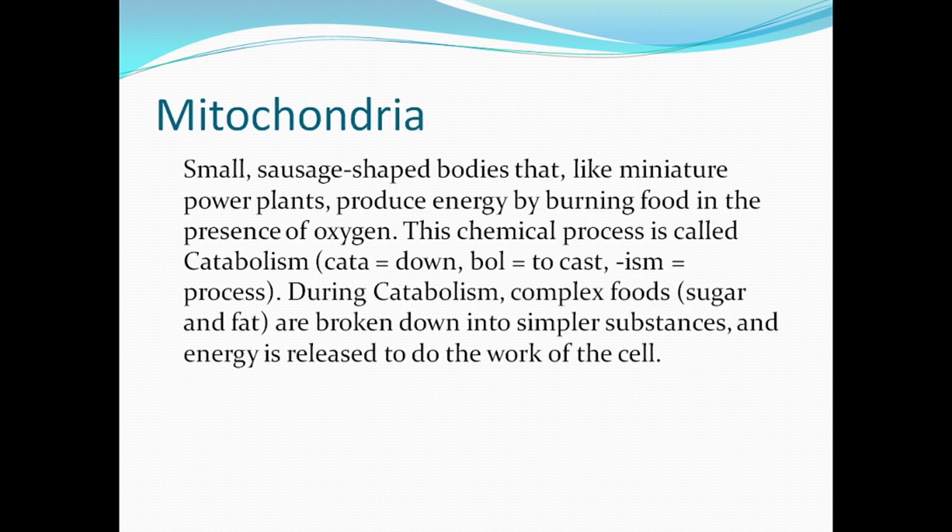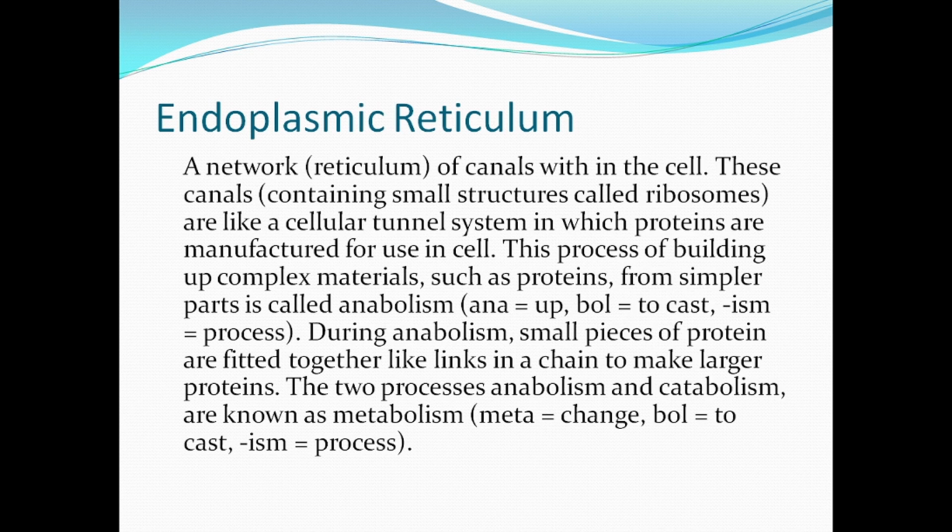Mitochondria. These are small sausage-shaped bodies like miniature power plants. They produce energy by burning food in the presence of oxygen. This chemical process is called catabolism. During the catabolism process, complex foods such as sugar and fat are broken down into simpler substances, and energy is released to do the work of the cell.